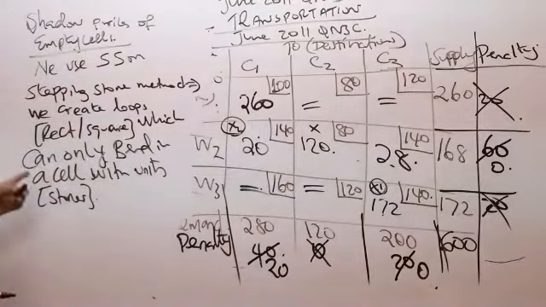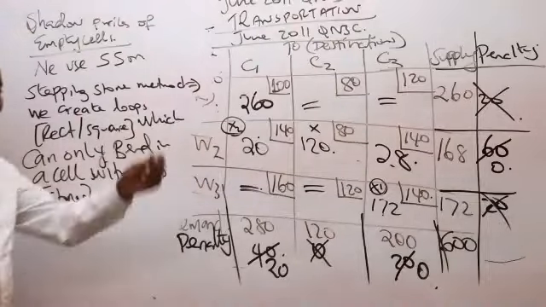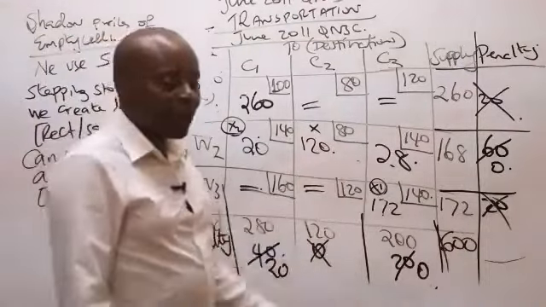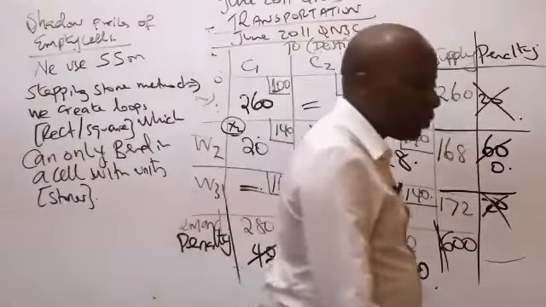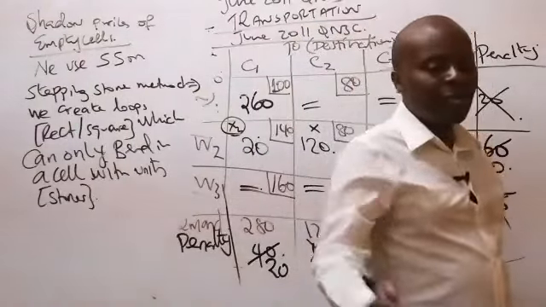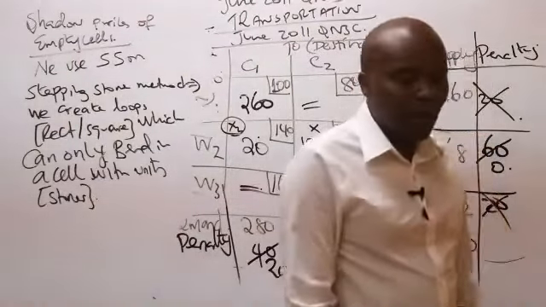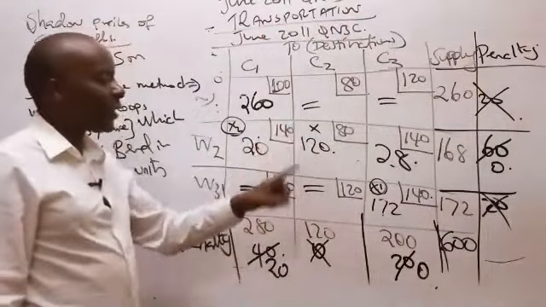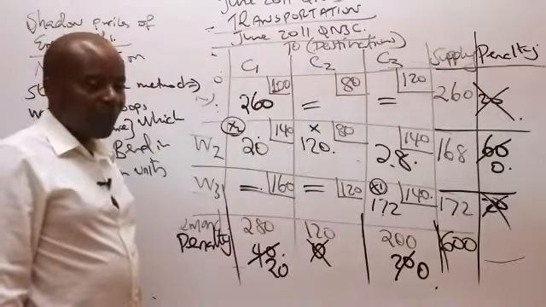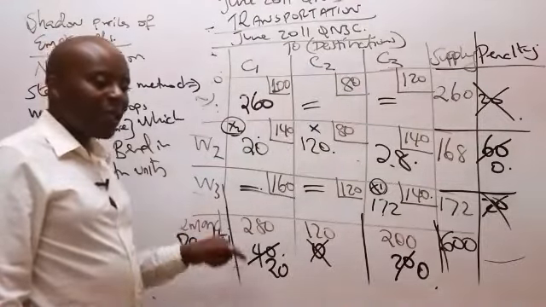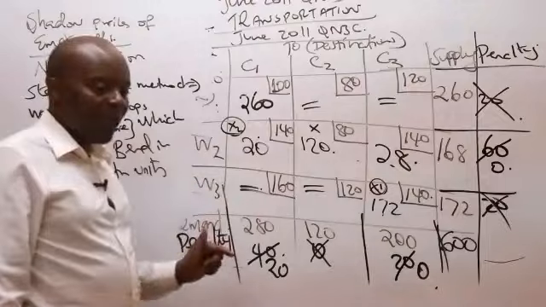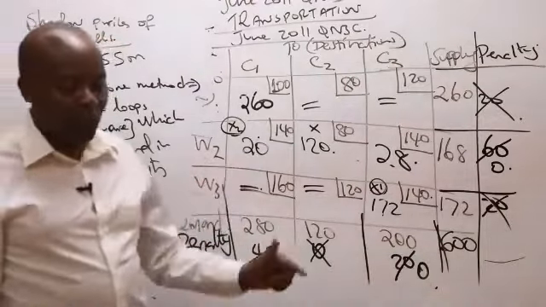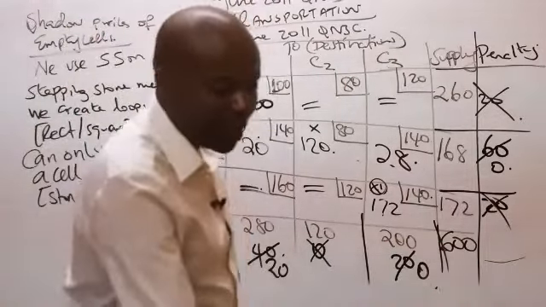So in the stepping stone method, just like a soldier marching, for you to be able to bend, for example to say right turn, you need a firm ground to step on. You can't step on a hole like this. So you can only bend in a cell with units.